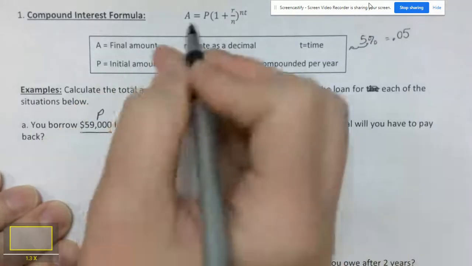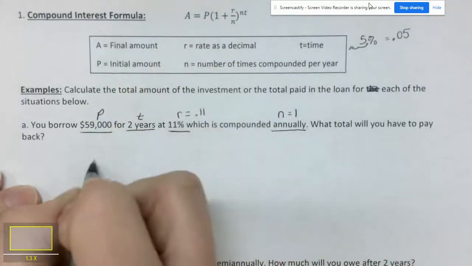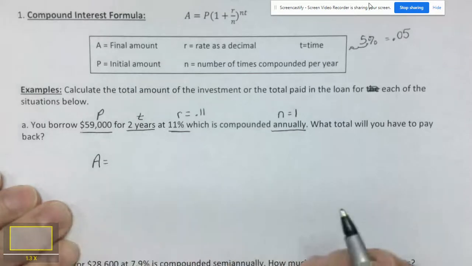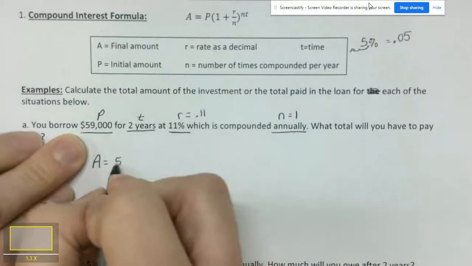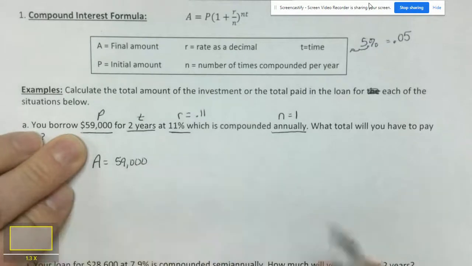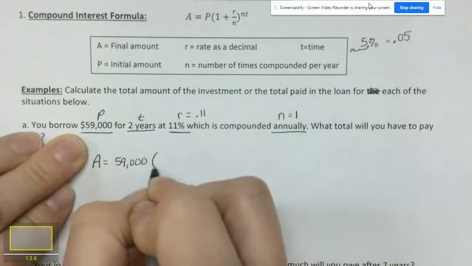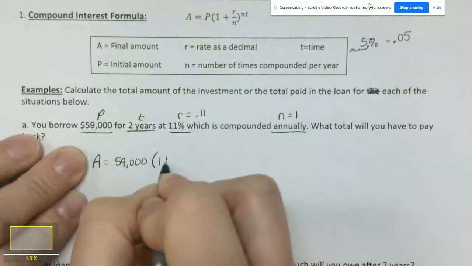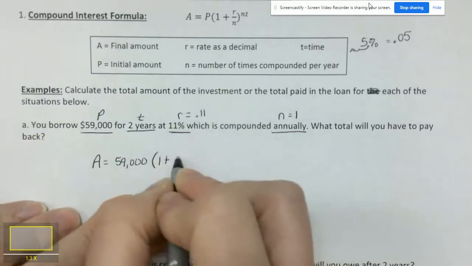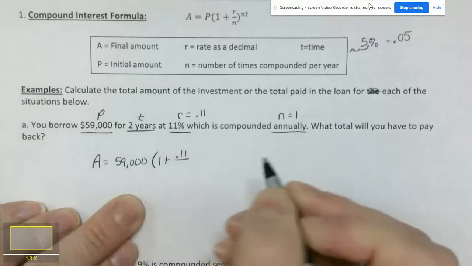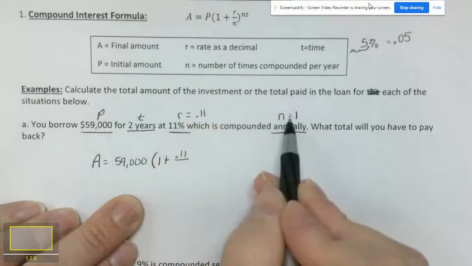All right, so now let's look at this formula up here and let's set this up. A is what I'm looking for, okay? P is 59,000. And then I've got an open parentheses. 1 plus, okay, my R rate, I have that written right here, it's 0.11. Over the N, my N is 1.